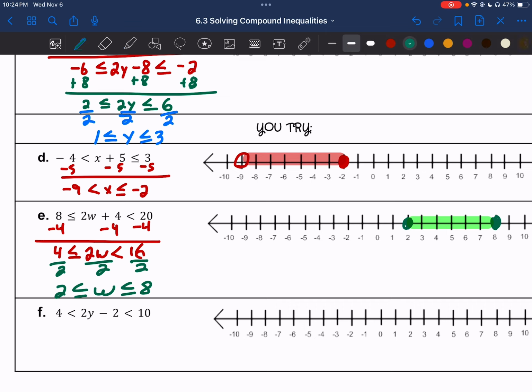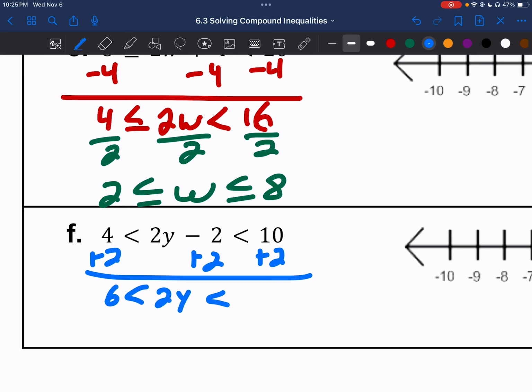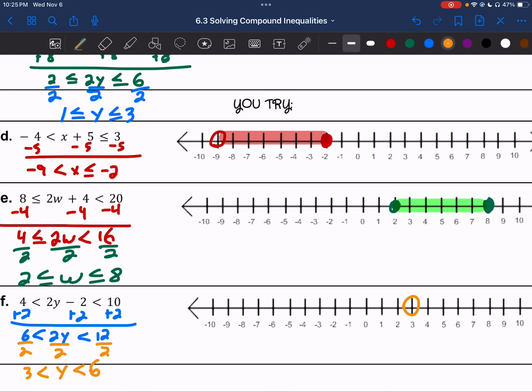All right, lastly, letter F. We're going to start by adding 2 to all three intervals. And we get 6 is less than 2y, which is less than 12. And then we divide by 6. Nope. We divide by 2. 6 divided by 2 is 3, which is less than y, which is less than 6 divided by 2 is 6. So I have open dots at 3 and at 6, and we are shading in between.